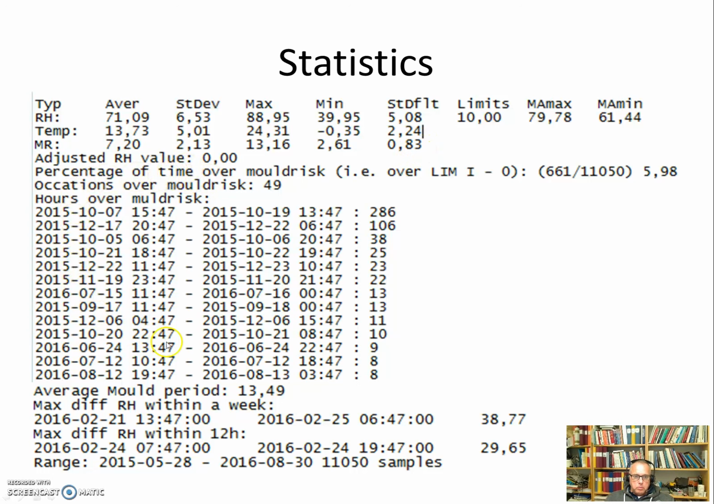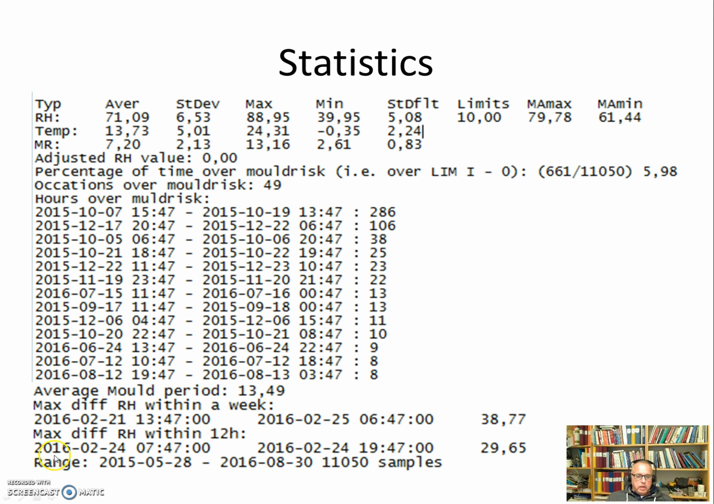This is the mold risk part that I have already discussed. But I forgot to tell you about this row. This is the average mold period. It's 13.5 hours. So it's the average of all the periods. I took away some periods because they were too long, so actually there were more shorter periods. So the average mold period was 13.5 hours.